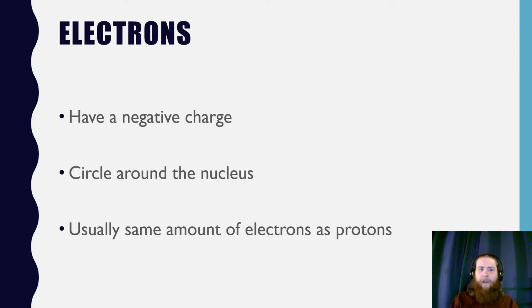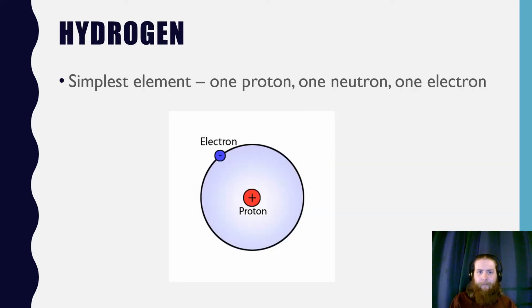Electrons, this third part of an atom, have a negative charge and they circle around the nucleus. And there is usually the same number of electrons as protons. So if you have an atom with 8 protons, you would expect that atom to have 8 electrons.